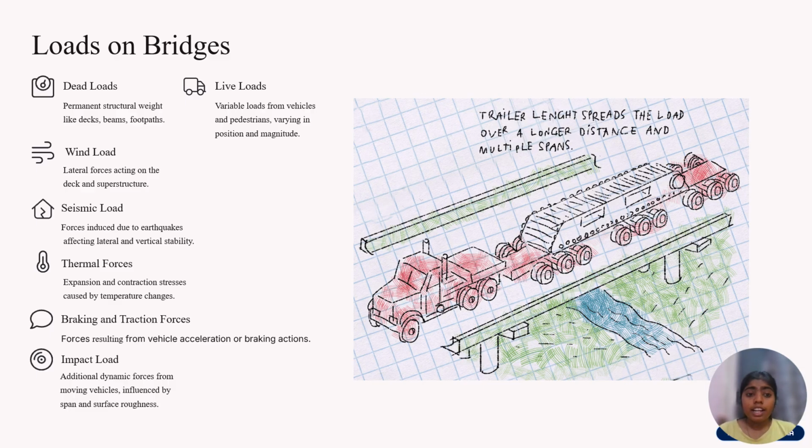Let's move to live load. What is live load? Variable loads from vehicles and pedestrians, varying in position and magnitude. It means the load which is not constant, which is continuously moving. The vehicles and the people moving on it are known as live load. What is wind load? Lateral force acting on the deck and superstructure, meaning the wind coming and the structure holding it strongly is known as wind load.